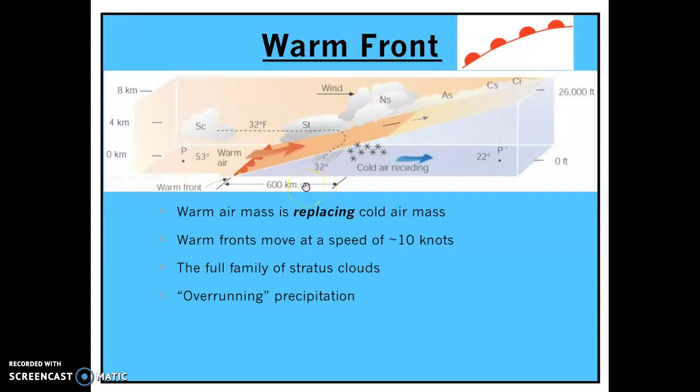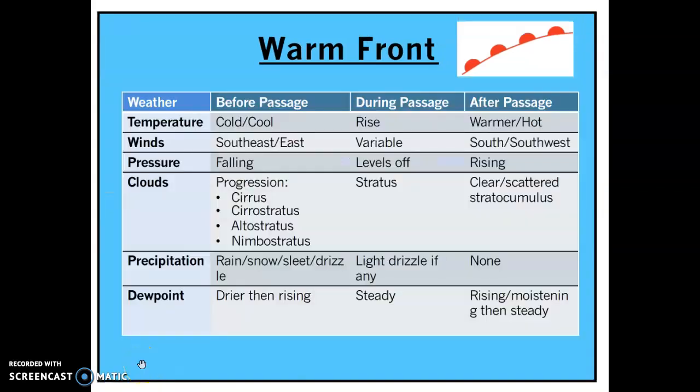So again, rather than that really sharp front from a cold front, you have a gradual warm front, and the precipitation happens well in front of the warm front. So the precipitation's happening here while the warm front is all the way back here, around like 600 kilometers difference. And you can see that in this chart. Again, it's cool before, it rises during, and you end up in the warm air. So as it's passing, you end up in the warm air. And it's, again, about a 90-degree shift in winds.